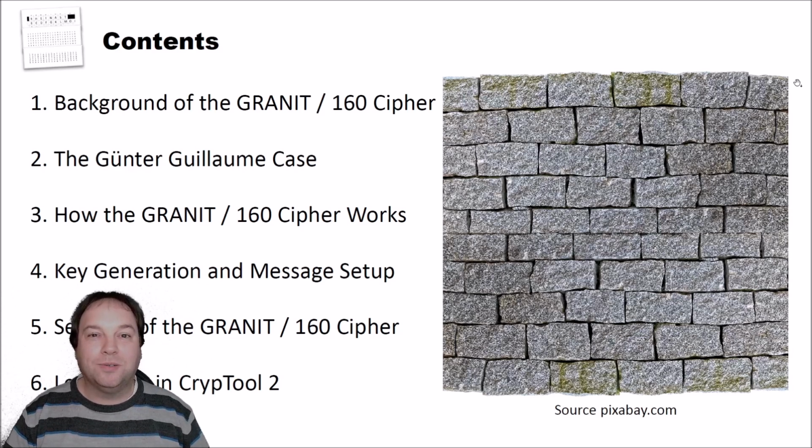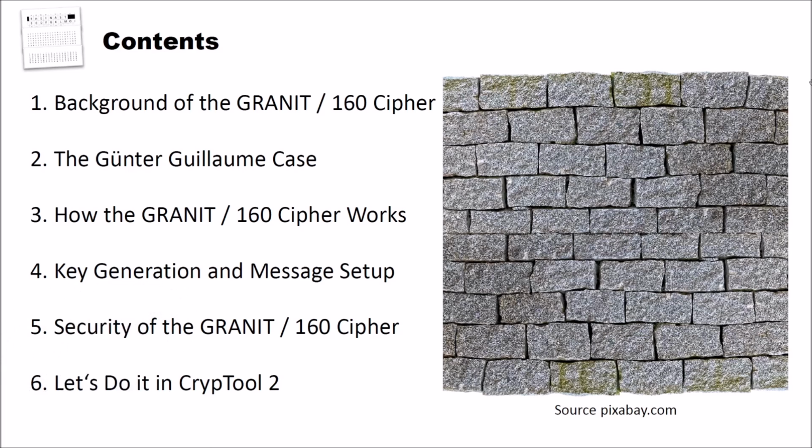In today's video, we will have a look at a GDR spy cipher developed by the Stasi. And the cipher's name is GRANITE 160. I structured this video into 6 different parts. In the first part, we will have a look at the background of the GRANITE 160 cipher. In the following, we call this cipher only GRANITE.